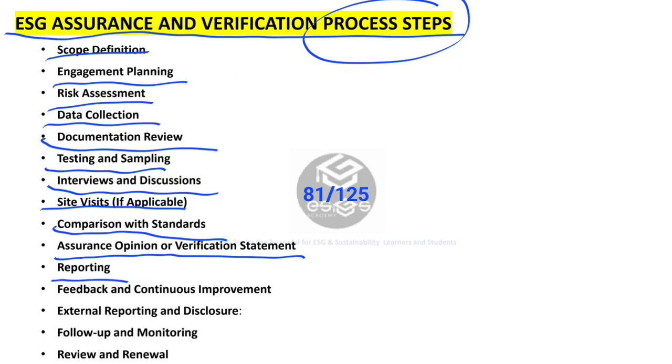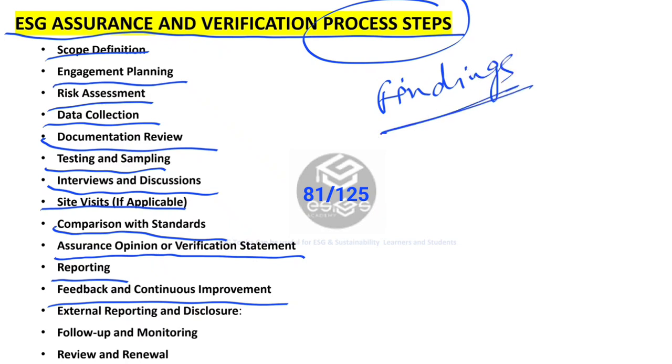Then reporting. We prepare a report which will be summarizing the findings, conclusions, and recommendations resulting from the assurance and verification engagement. Then feedback and continuous improvement. In this, we provide feedback to the organization on areas for improvement in ESG reporting and performance. Also, we encourage continuous improvement in ESG practices based on the findings, actually what we have identified. Also, we prioritize those findings as well.